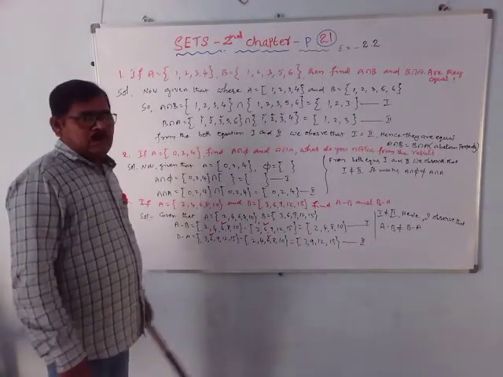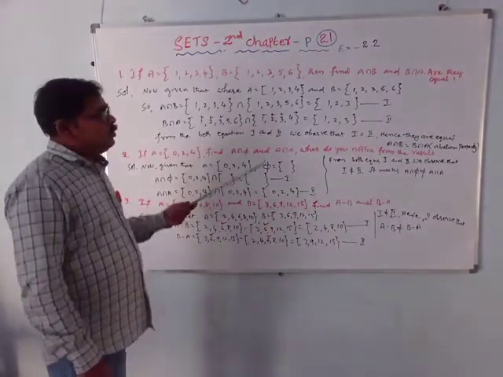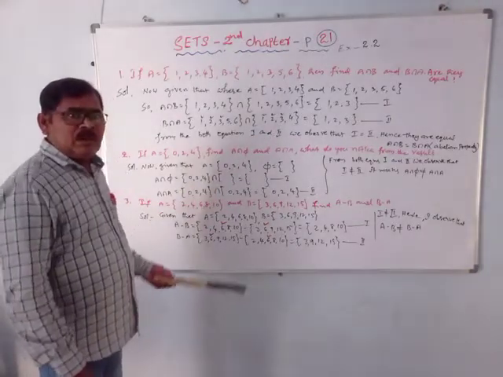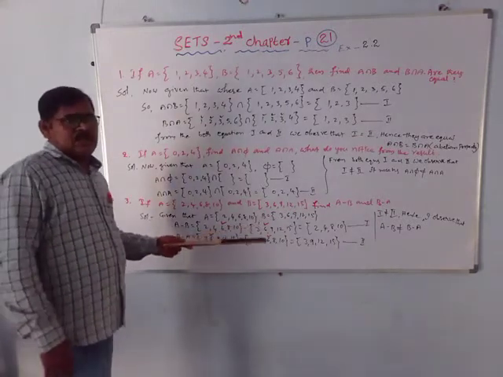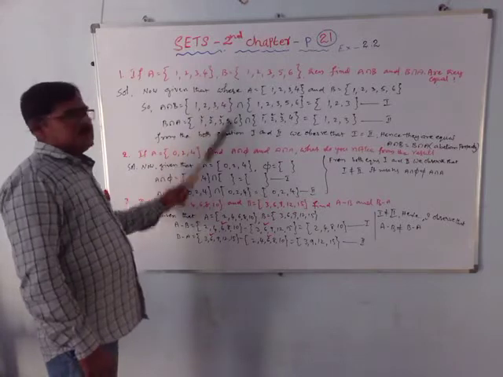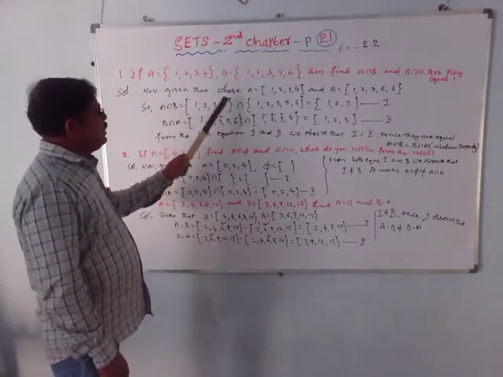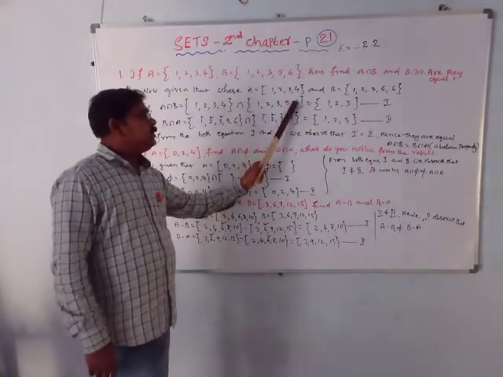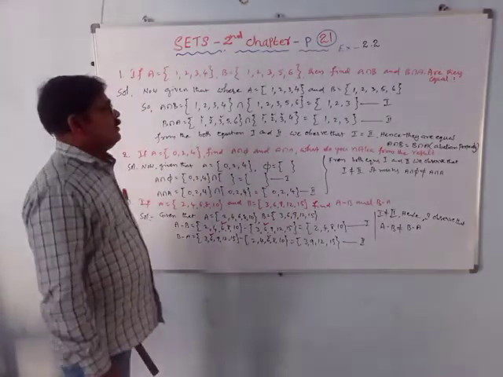Are they equal? What is the relation between A intersection B and B intersection A? Now I am solving this question. Given that A is equal to the set {1, 2, 3, 4} and B is equal to the set {1, 2, 3, 5, 6}.